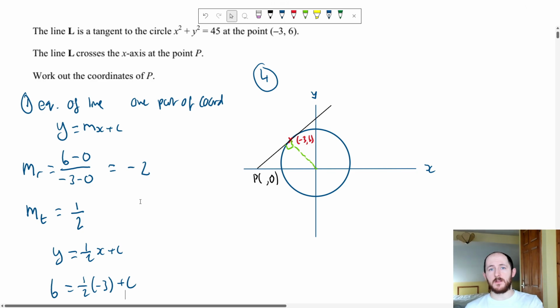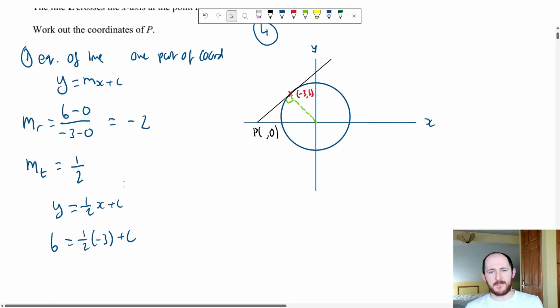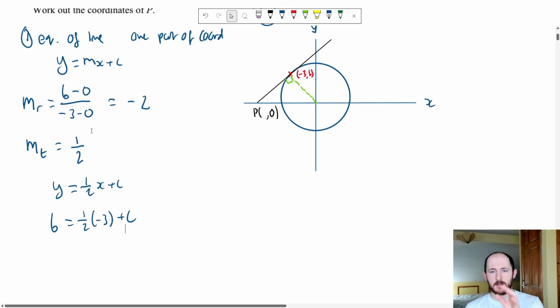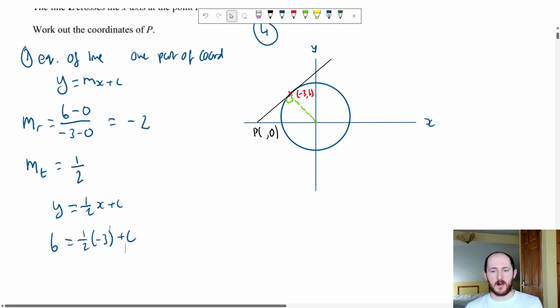Remember what the end goal is. When you're problem solving, keep thinking about what your end goal is. The end goal is to work out the coordinates of point P, but to get there, I've said I need to work out the equation of the tangent. So I don't know the equation of the tangent yet until I find out what plus c is.